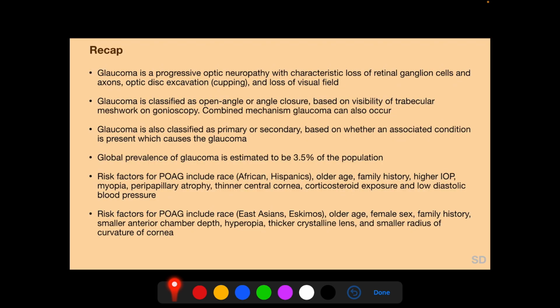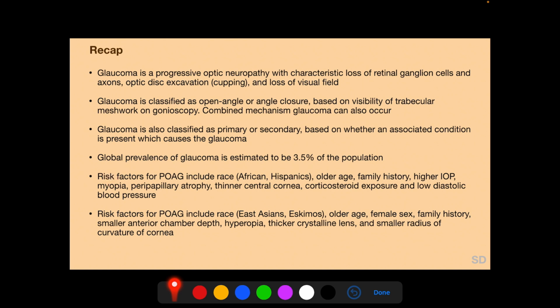So to recap the salient points, glaucoma is a progressive optic neuropathy with characteristic loss of retinal ganglion cells and axons, optic disc excavation, and visual field loss. Glaucoma is classified as open angle or angle closure based on visibility of the trabecular meshwork on gonioscopy. Combined mechanism glaucoma can also occur. Glaucoma is also classified as primary or secondary based on whether an associated condition is present which causes the glaucoma. Global prevalence of glaucoma is estimated to be 3.5% of the population.